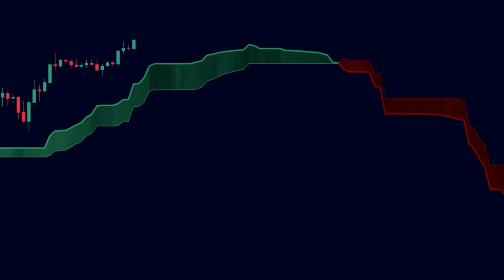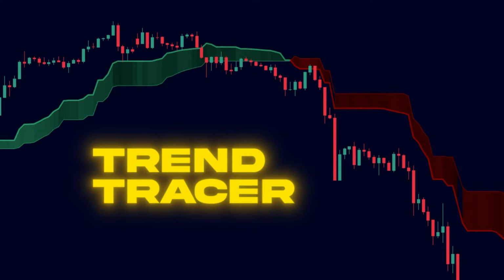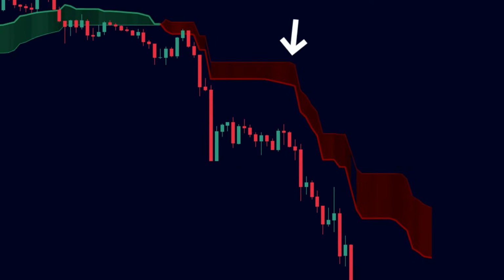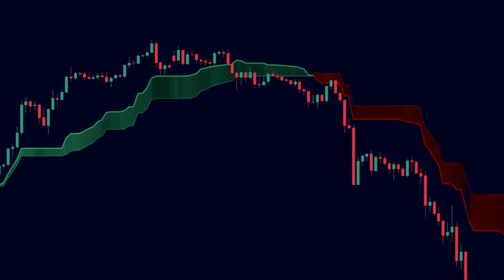On the chart, price is followed by a smooth line called the trend tracer. When this line stays below price, the market is in a bullish regime, and when it flips above price, the regime turns bearish, giving a clear visual read of direction.